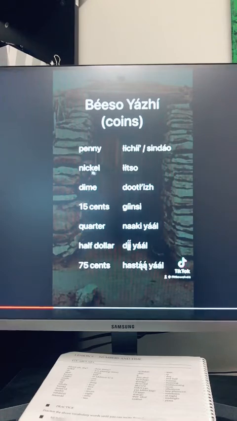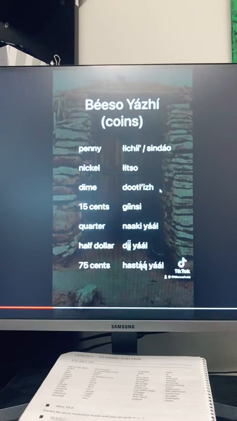And then the word for nickel is litso. And that's also the word for yellow in Navajo, litso. So when you say litso, you could either be talking about a nickel or the color yellow. Dime, dot is.